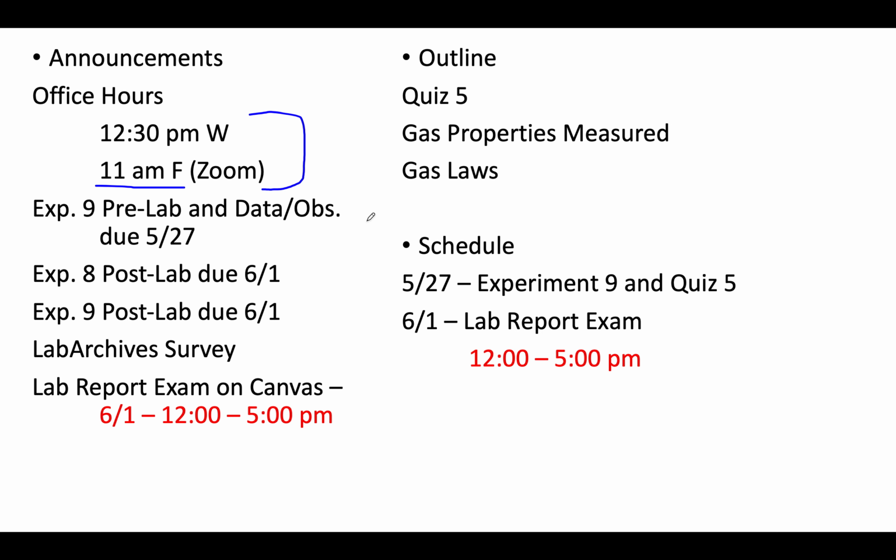Experiment 9, pre-lab data observations, that's due May 27th. Then you have 2 post-labs that are coming up due on June 1st. I have emailed a lab archive survey. This would be really helpful if you could fill this out. We've been using lab archives for years, have survey data, but clearly this semester is very different than any other. So your feedback would be helpful on that.